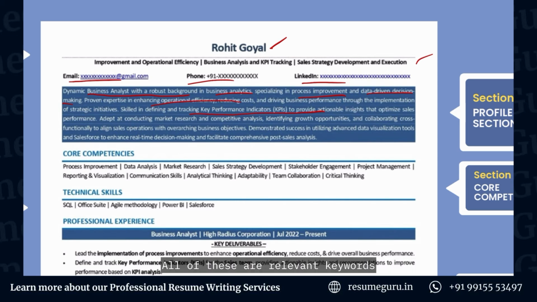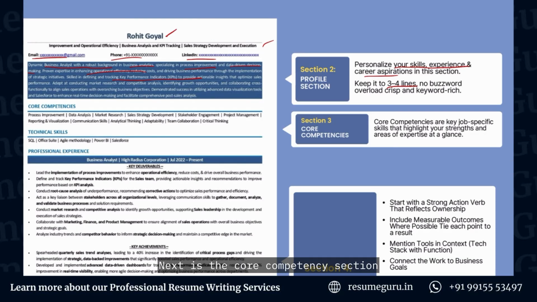All of these are relevant keywords that are important for this particular field. So we have mentioned them in the summary itself. What this helps with is the recruiter gets to see all of these useful things upfront as soon as they start reading. Next is the core competency section.